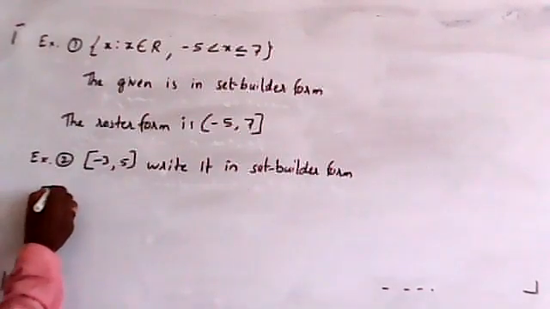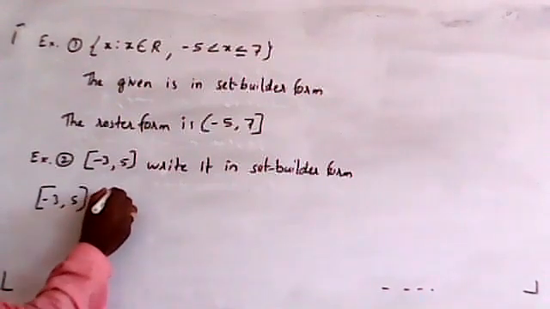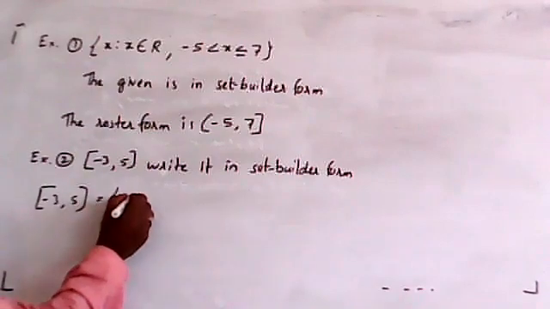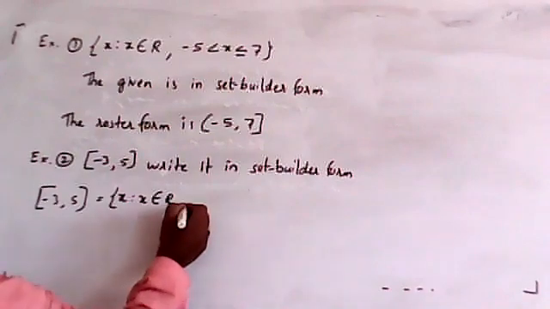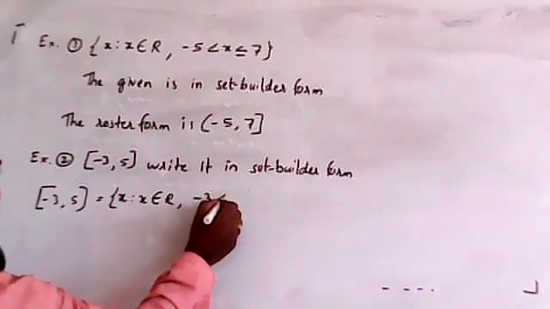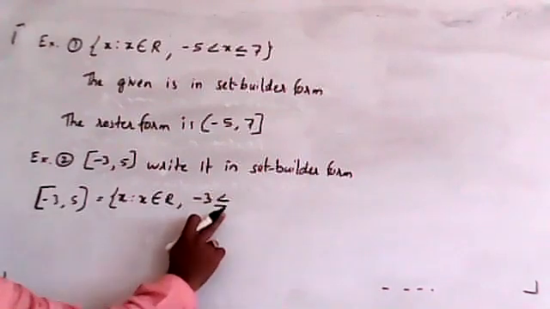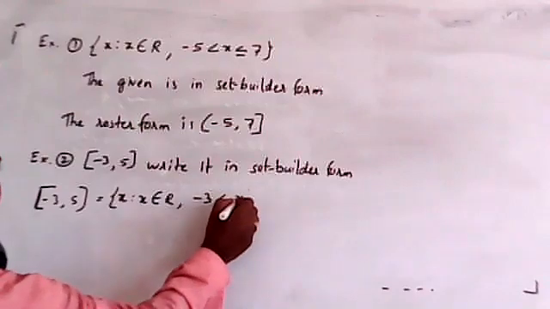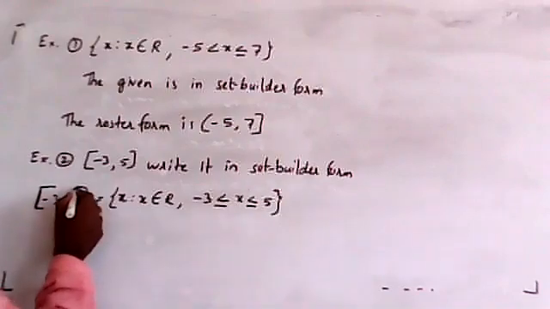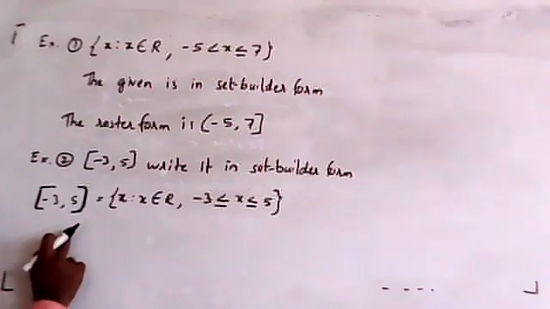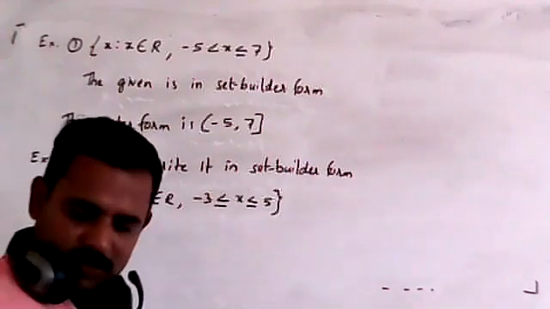Closed bracket minus 3, 5 also closed bracket. This is nothing but the set of all x such that x belongs to the real number set, that is minus 3 is less than or equal to x. Why am I using less than or equal? Because it is a closed bracket. Wherever I see closed, I will write less than or equal. x is less than or equal to 5. For 5 also they are using a closed bracket, so I am using less than or equal. Understanding?